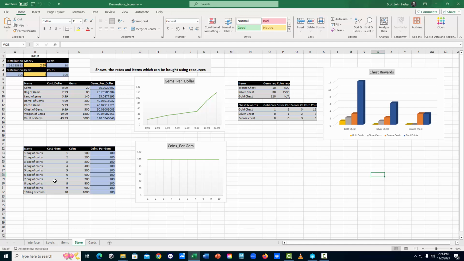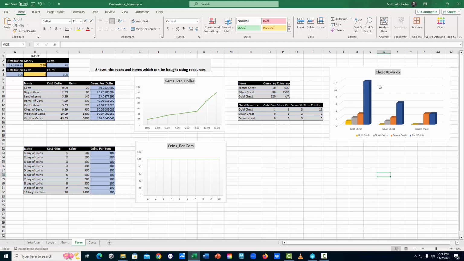Gems and coins are very important resources in the game. Players can use them to buy chests, and different levels of chests will provide different rewards. For example, gold chests can be bought with 120 gems, and it will give you 1 gold card, 2 silver cards, 3 bronze cards, and 12 card points. Here is a graph to show the distribution. Okay, let's go back to the Interface tab.